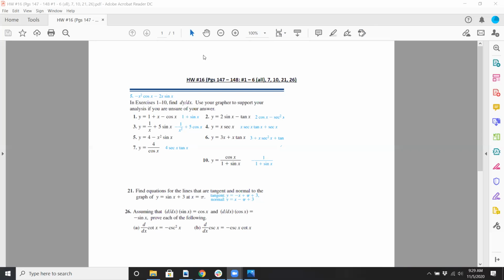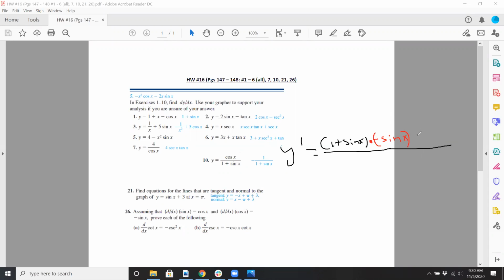Okay. So really quickly, you're doing quotient rule. So remember, it's low d high. So your low is 1 plus sine x. And I'll do the derivative in red so it stands out. So the derivative of cos x is negative sine x. And there is a times there, just so you know. But it's a negative sign. Maybe I'll put that in parentheses if that helps.